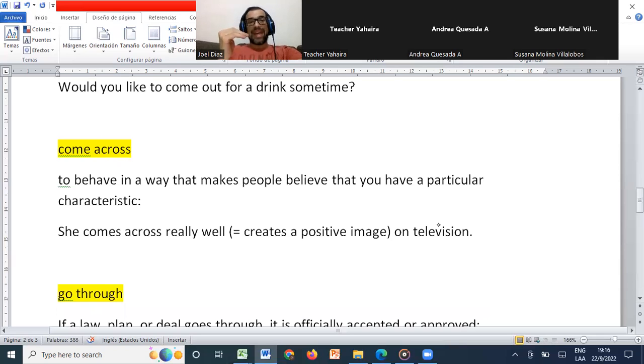I'm sorry, to come across is to behave in a way that makes people believe that you have a particular characteristic, right? So you can say, she comes across really well, creates a positive image on television. This one is very, very interesting, right? It's to behave in a way that makes people believe that you have a particular characteristic.